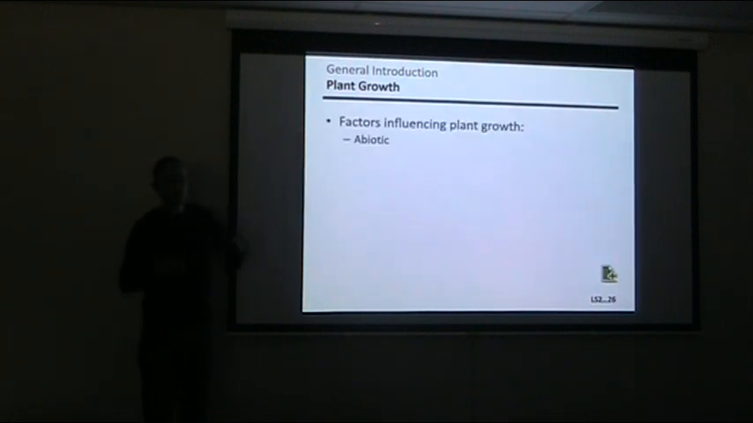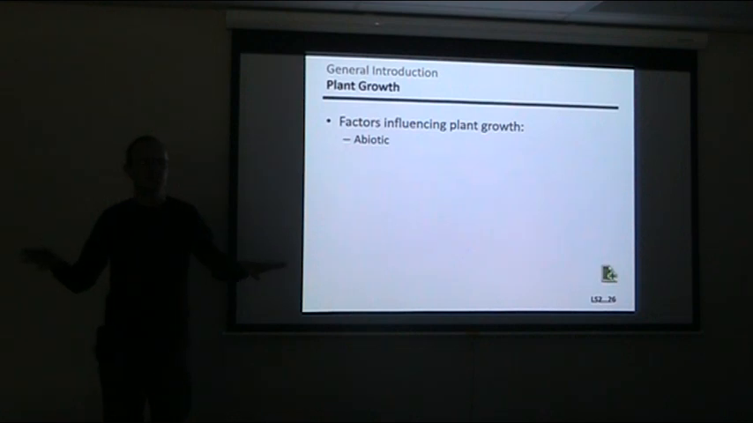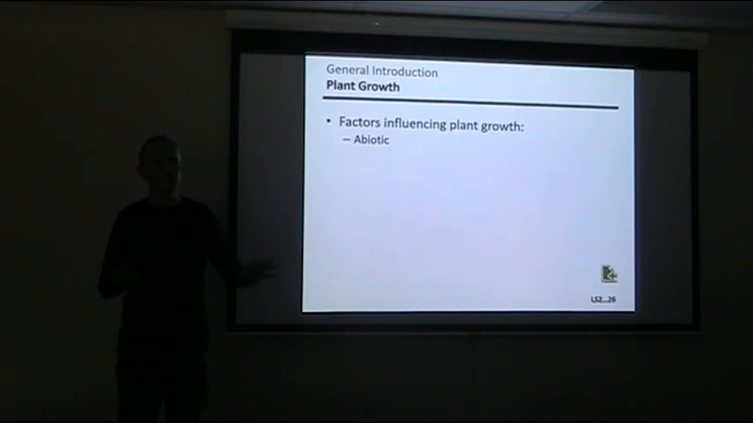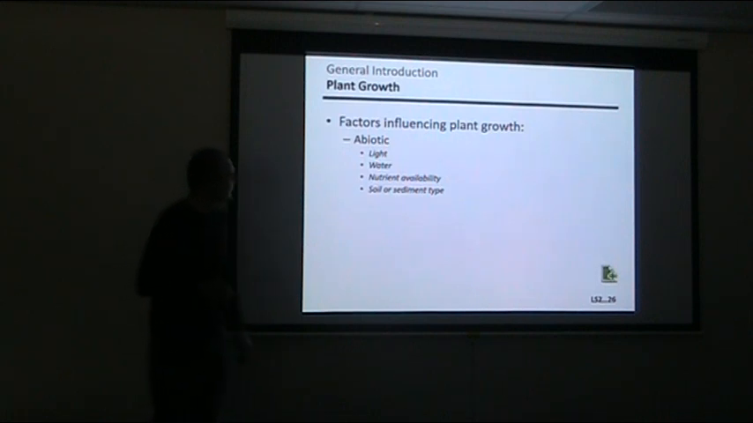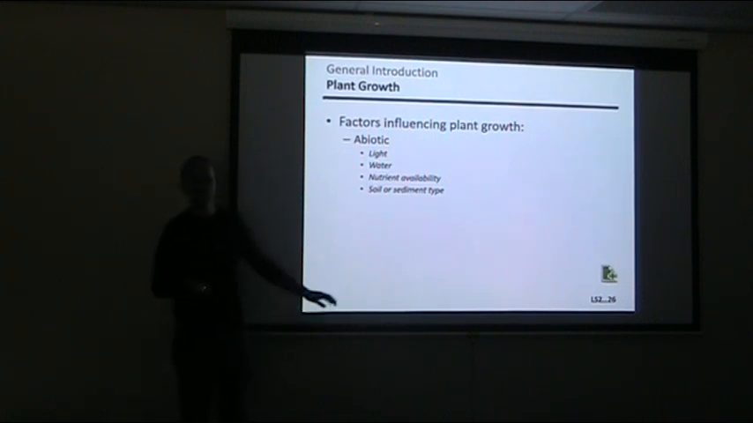And what affects this plant growth seems to be abiotic factors. Those are the enablers. If you don't have water, sunlight, and nutrients, you're not going to get growth. If you have those three, depending on their abundance, you'll get some plant growth. So, light, water, nutrient availability, and then also you need something to grow in.